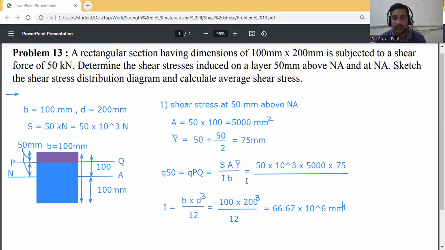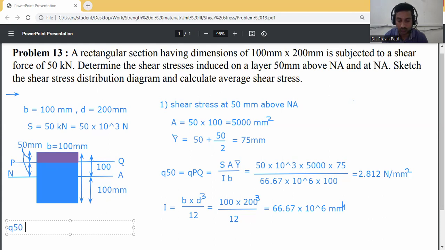I times B. I is 66.67 into 10 raised to the power 6 into B, the width, is 100 mm. So it will be Q50 here. So just calculate 50 into 10 raised to power 3 into 5000 into 75 divided by 66.67 into 10 raised to power 6 into width 100. So it will be 2.812 newton per mm square, or MPa, or megapascal. So I will note down this value. Q50 is equal to 2.812 MPa or newton per mm square.